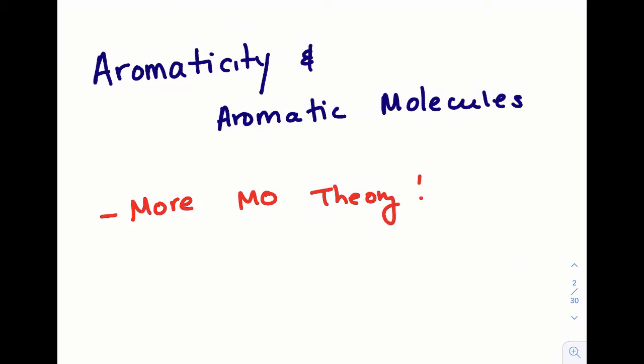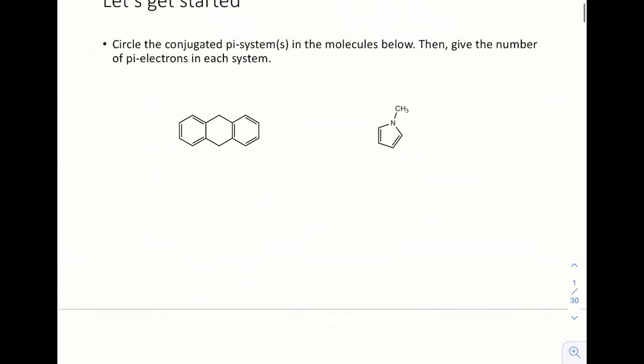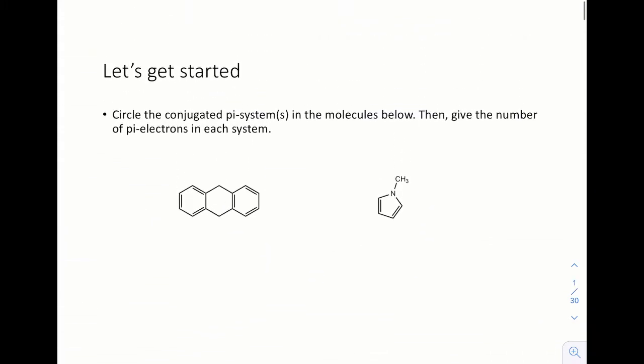In this video, we will apply what we've learned about molecular orbital theory to understand the phenomenon of aromaticity and to analyze aromatic molecules. We're going to warm up before we even take a look at our learning goals, because in order to analyze aromatic molecules, we will need to be able to identify conjugated pi systems and count the number of pi electrons in those systems.